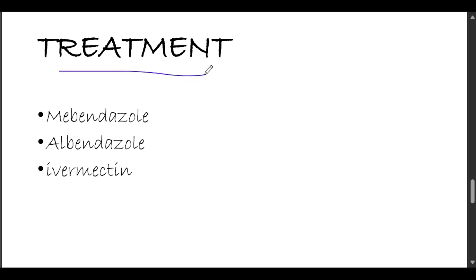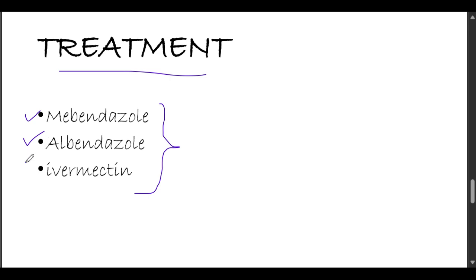We can also talk about the treatment. These are the drugs that can be utilized, but they differ in preference or priority. The first one is mebendazole, or if not mebendazole, we can use albendazole. Mebendazole or albendazole is safe and moderately effective for treatment, with cure rates of about 70 to 90%.